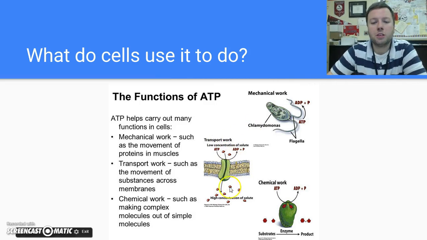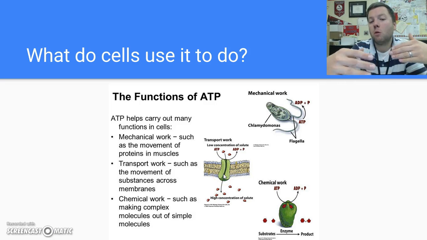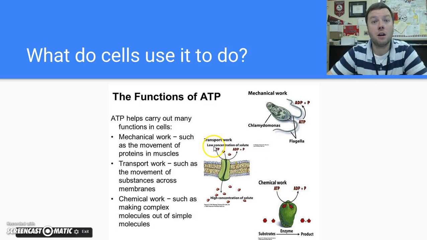Well, that causes this Chlamydomonas to move through its environment that way. All right, maybe it's used for transport work, like we talked about in our last unit, the cell membrane, where these things diffuse in and out of the membrane on their own. Well, maybe you want to move them against their concentration gradient. To do that requires ATP, or energy.